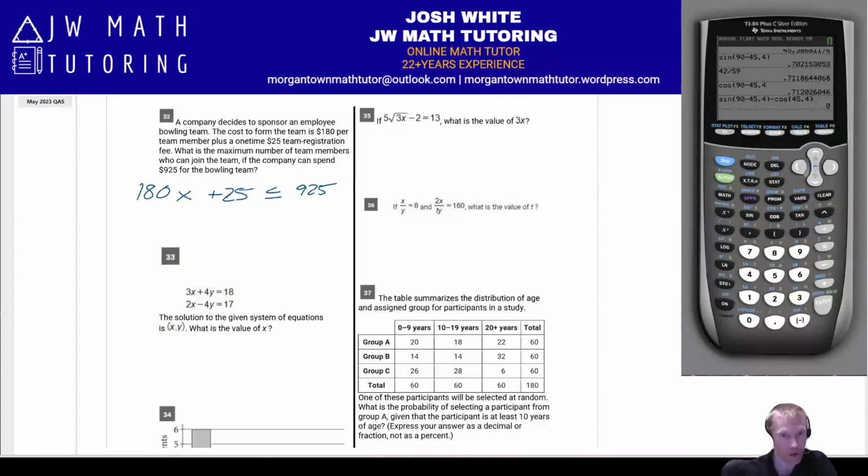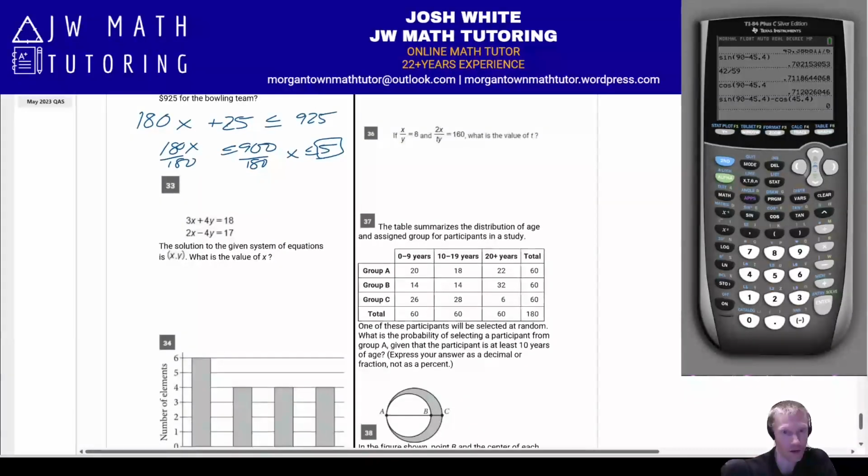So we just go through and solve this. We get 180x is less than or equal to 900, and then you divide by 180. x is less than or equal to 5. So the correct answer for this problem is 5. Basically, 5 is the maximum number of team members you can have on the team to spend at most $925.